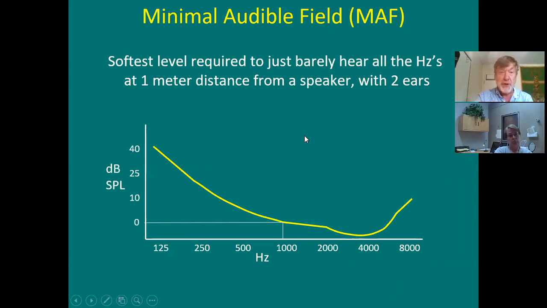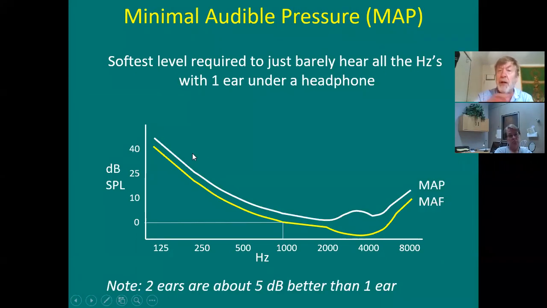If you set the person at 1 meter distance from a speaker, you're going to get a curve, minimal audible field, because of the resonances of our outer and middle ears. We hear some frequencies much better than other ones. And when we plug up the ear with a headphone to find out how one ear hears all the different frequencies, we still have uneven hearing sensitivity across the frequencies. Can't do anything about that. But we want to call that white curve zero. And that's what we do in dBHL.